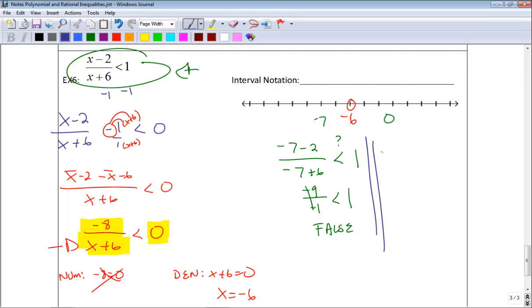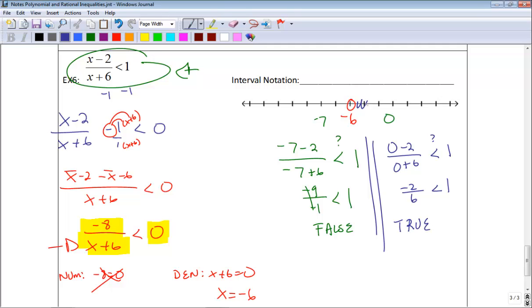Next one, 0. 0 minus 2 over 0 plus 6. Is this a number that is smaller than 1? Well, 0 minus 2 is negative 2. 0 plus 6 is 6. Is negative 2/6 less than 1? Yes, it is. That is a true statement.